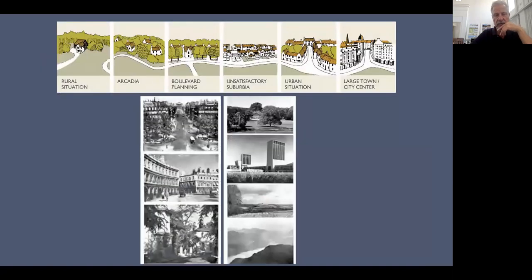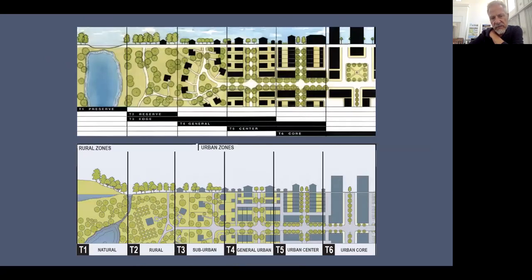This is one of the funny things that began to occur in the early days of the transect. This is an English one. Rural situation, Arcadia, boulevard planning, unsatisfactory suburbia, urban situation, large town and city center. Couldn't be more crude. This is 1970 in England. And then on the bottom is the same thing illustrated by photographs. There are different ways to draw the transect, and it had its history.